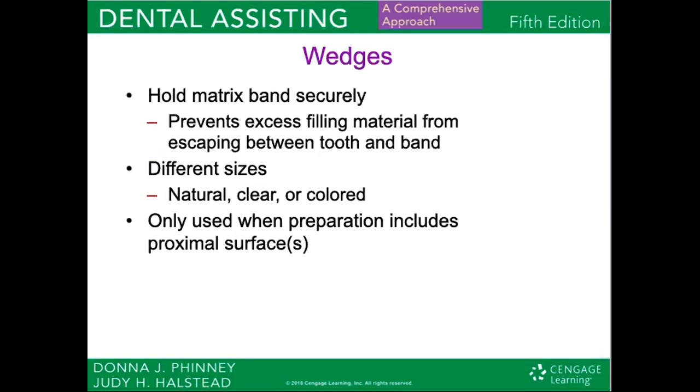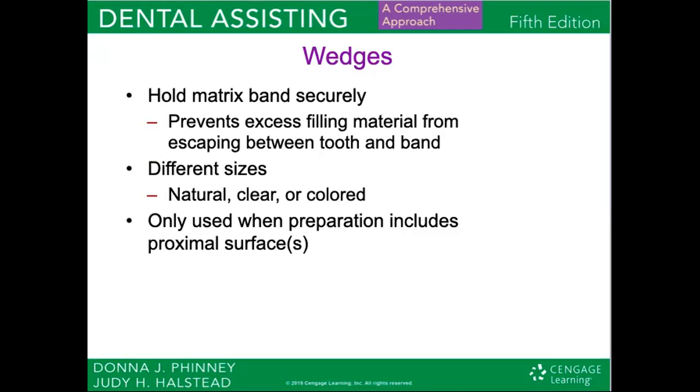Wedges are materials that hold a matrix in place. So the matrix is a device that creates a barrier allowing placement for the restorative materials. It's usually just a ring that goes around the tooth that creates a wall so that the restorative materials don't leak out. So they form borders of the tooth where the materials will fill. So wedges, once again, hold the matrix band securely and prevent excess filling from escaping between the tooth and band.